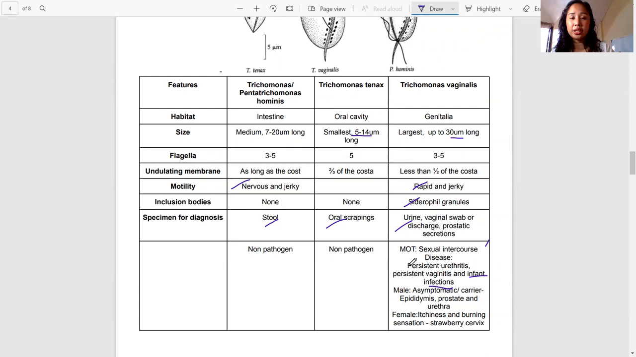So in male, the trichomonas stays or dwells in the epididymis, prostate, and urethra.